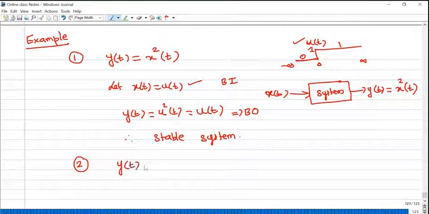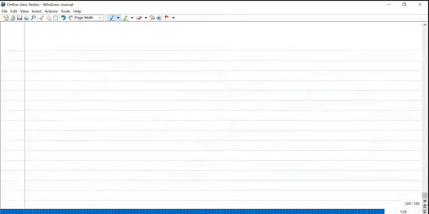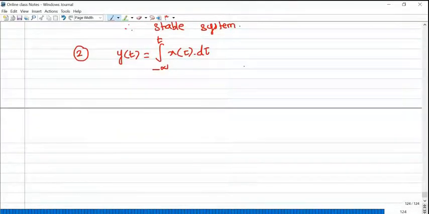Second example, y of t equal to the integration from minus infinity to t of x of tau d tau. Check whether the system is a stable system or an unstable system. Assume the input signal x of t. Here the integration limit is t, so they are using the variable tau. Assume x of t is a bounded input.